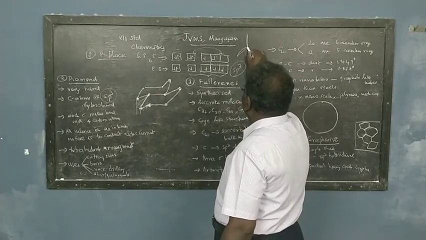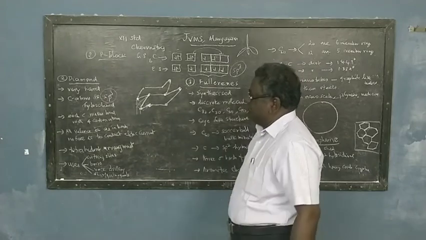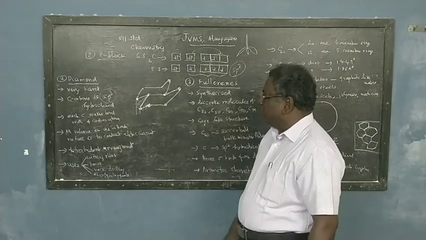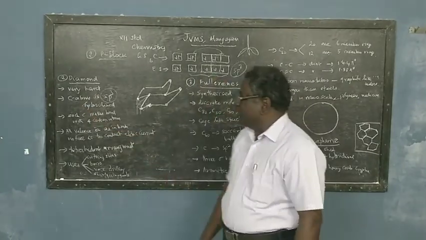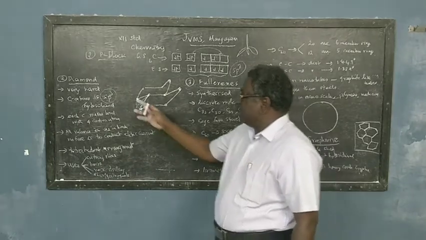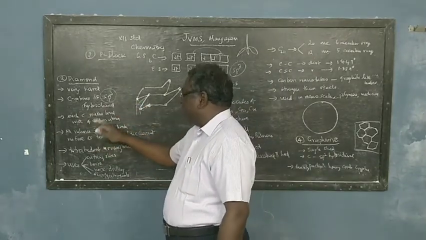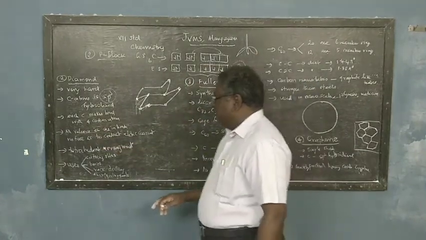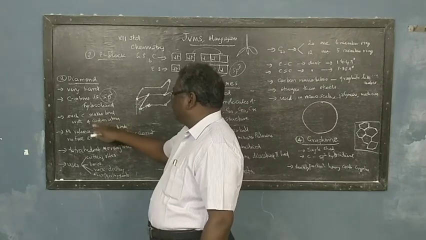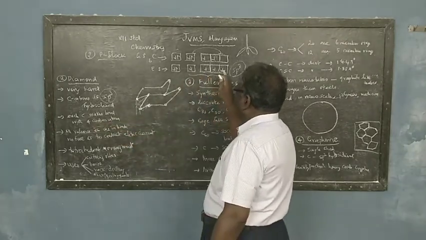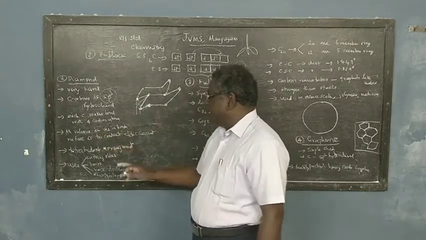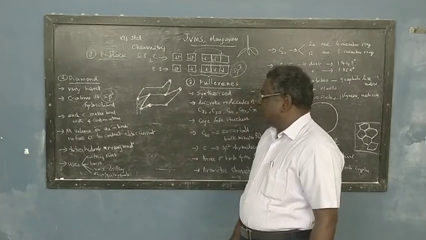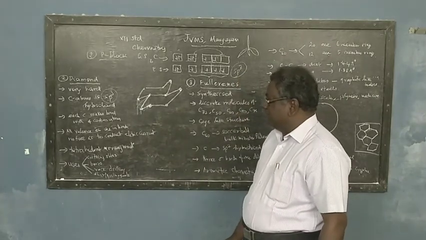So sp3 hybridized will have what shape? Tetrahedral shape, right? That is a very important feature of carbon. All the carbon atoms will be placed tetrahedrally because the hybridization is sp3. Every carbon atom will make bonds with 4 other carbon atoms in tetrahedral shape. Since all 4 valency electrons are involved in the bonding, there is no free electron to conduct electric current. This is the extraordinary situation that we see here.